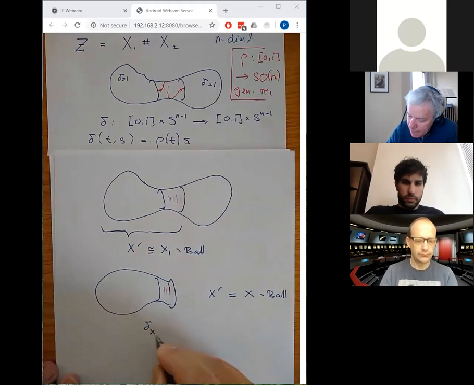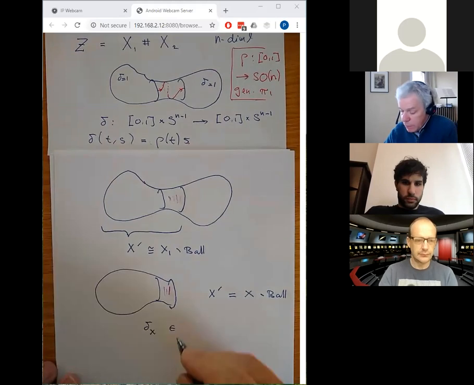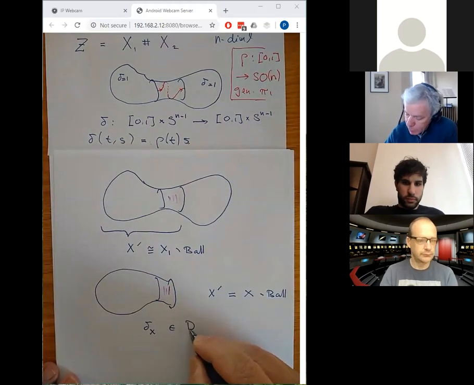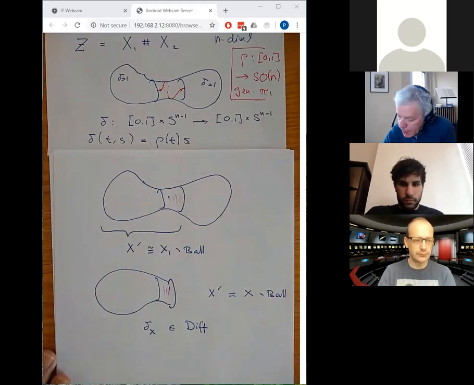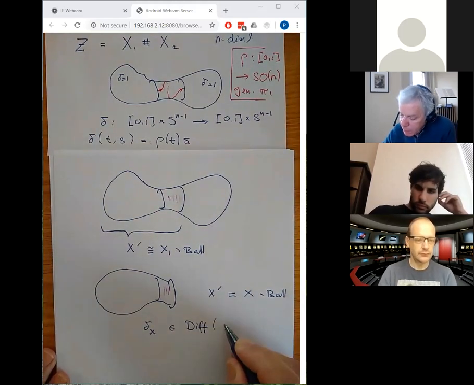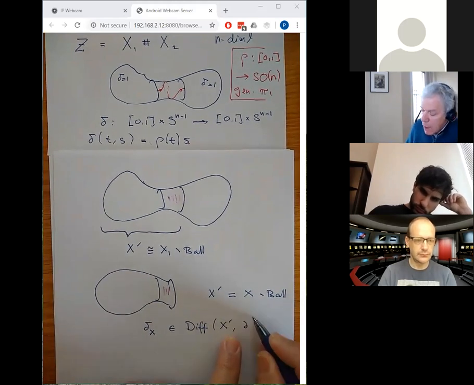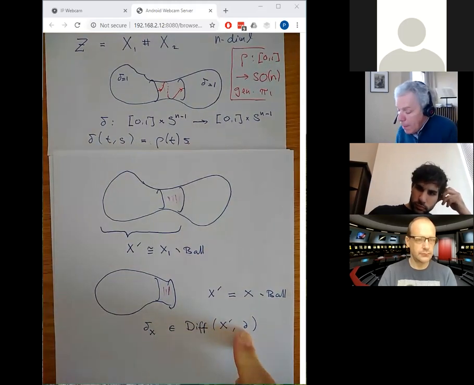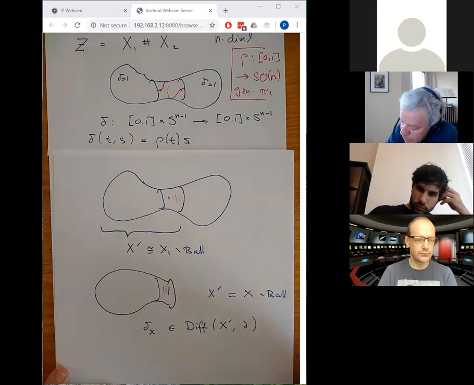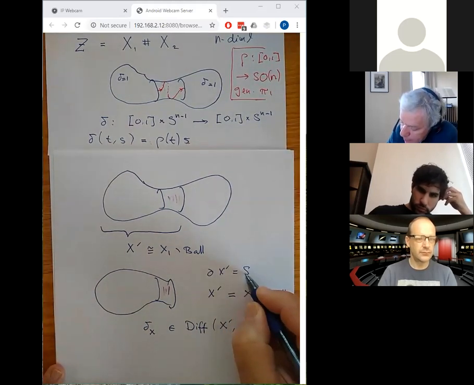So that's a diffeomorphism, or perhaps if you prefer, an isotopy class of diffeomorphisms. I write this notation X, that means rel boundary. So this means diffeomorphisms of X primed, fixing pointwise the boundary of X primed. So the boundary of X primed here is an n-1 sphere.